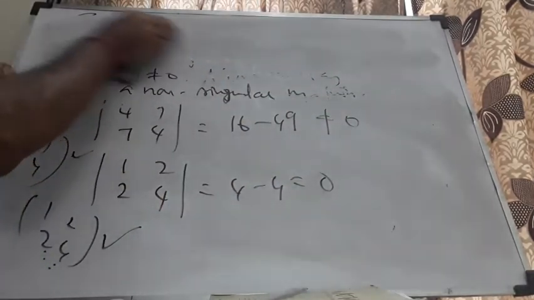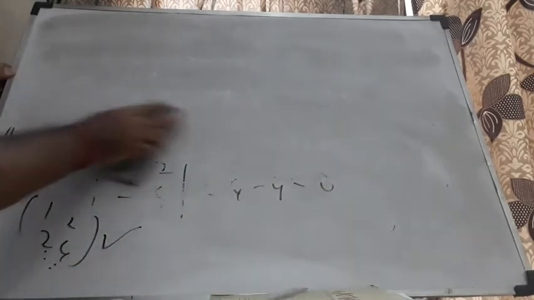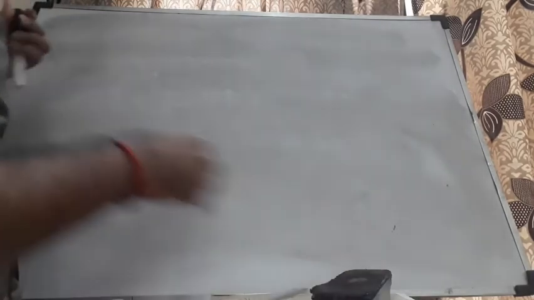The determinant value of a square matrix is 0. It is called a singular matrix. The determinant of a square matrix is non-zero. It is called a non-singular matrix.